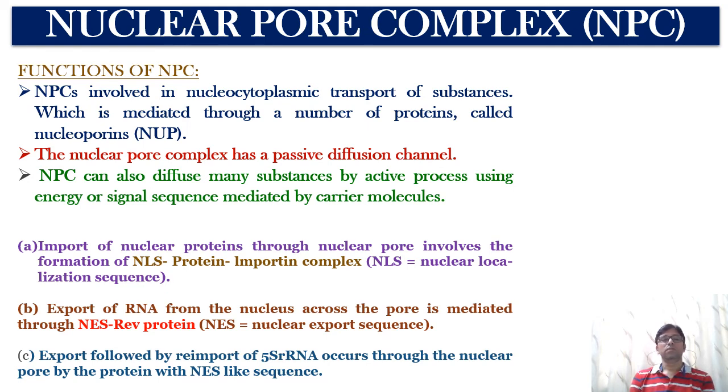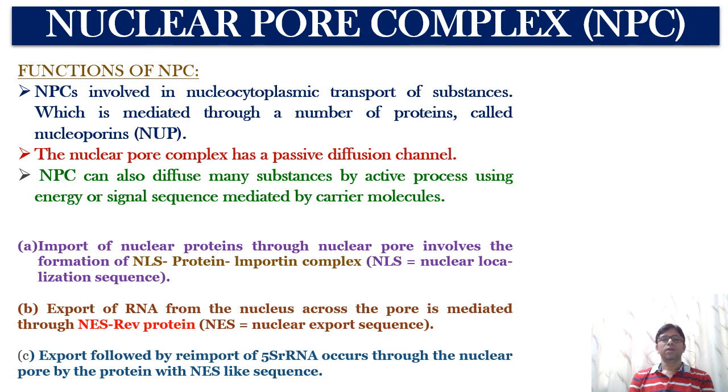Here, import of nuclear proteins through the nuclear pore involves the formation of an annulus protein importing complex. Nuclear proteins bind with the carrier proteins. As a result, a complex is formed, that is the annulus protein importing complex. Here NLS means nuclear localization sequences. In this way, nuclear proteins are transported through the nuclear pores.